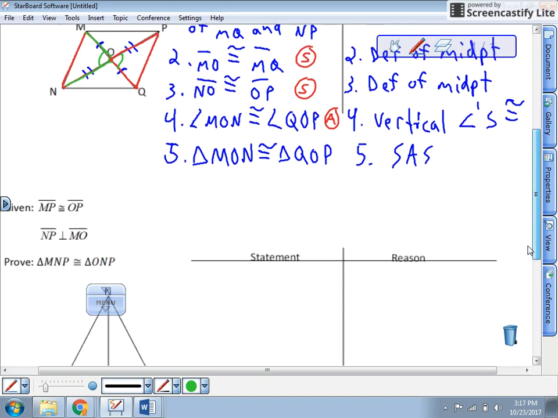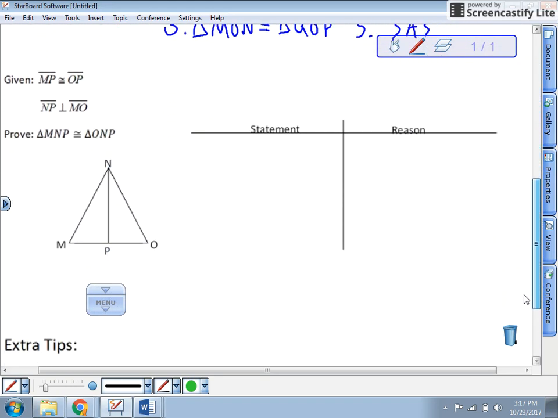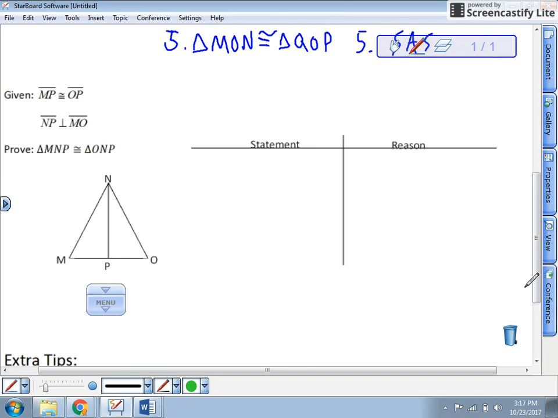Okay, that's one involving midpoint. Here's one involving perpendicular. We have not done one of these. So always start with the given. Segment MP is congruent to segment OP. Reason: given. And there it is. There's a side, one part. Let's mark that on the picture. MP is right here, OP right here.